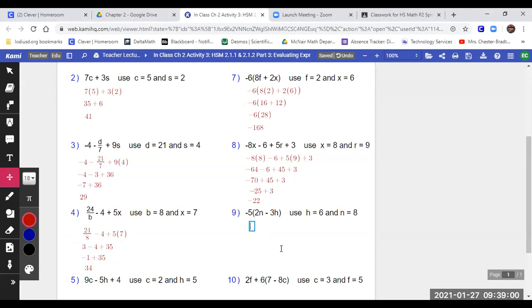All right. What do I write first? The negative 5, exactly. So -5 parentheses. Then I say the 2 parentheses 6.